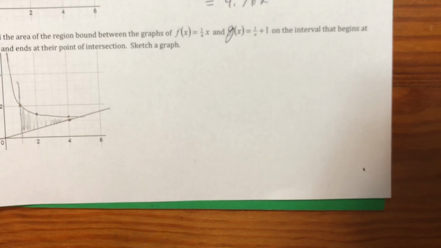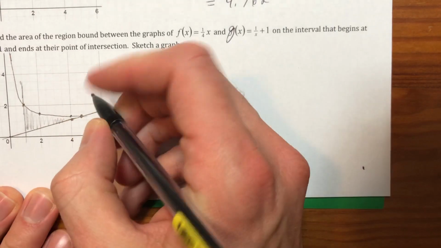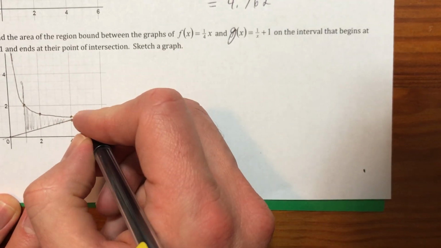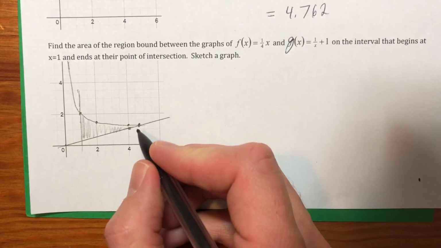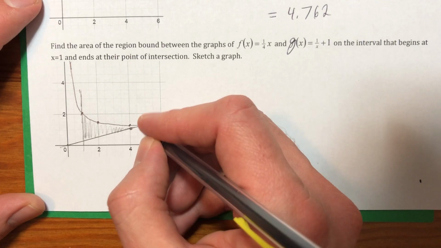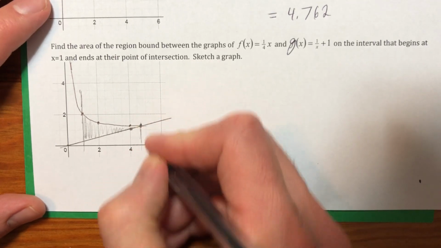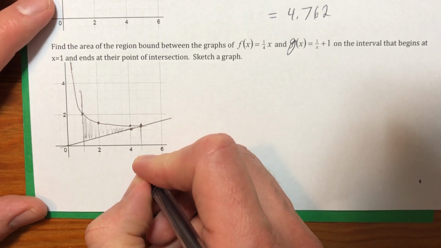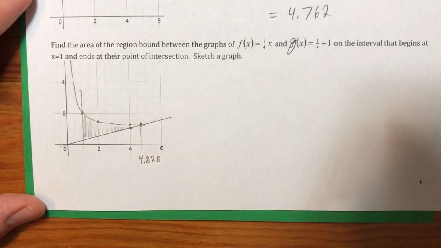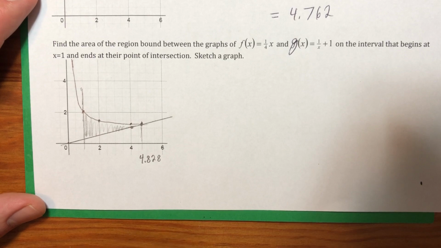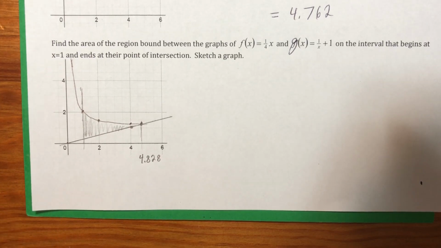So it is important that we know what this point is. The x value here, the y value is kind of irrelevant because all we need is the x value, because that is our interval. And this x value is at 4.828. I'm not going to write anything else other than that. But here's what I do have.